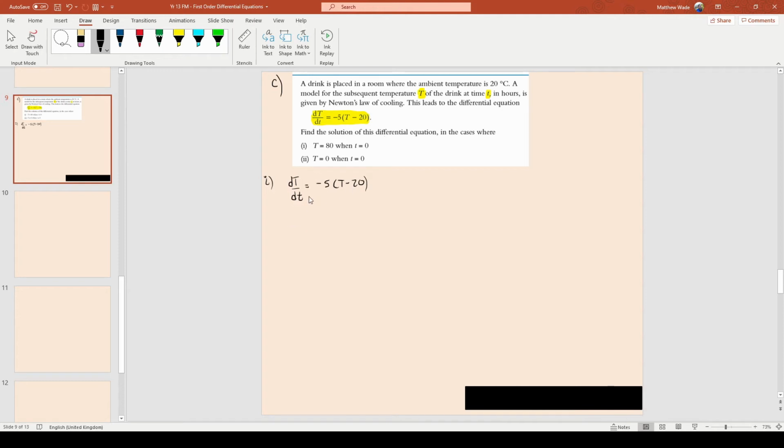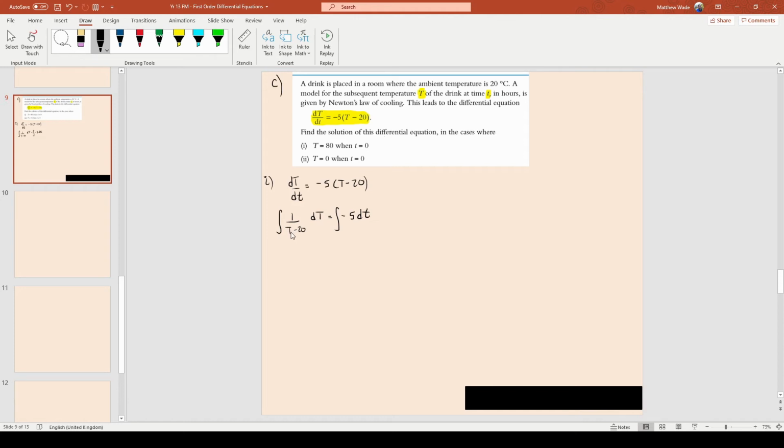I'm going to divide the T minus 20 bracket down, and I'm going to get 1 over T take 20, and I'm going to leave the big capital dT there, and I'm going to times the little dt up and get -5 dt here. Next step, we're actually trying to get a general solution. We're trying to get rid of the differential equation, so we're going to integrate to undo the differentiation, and here we go. Here's where it gets a bit wonky.